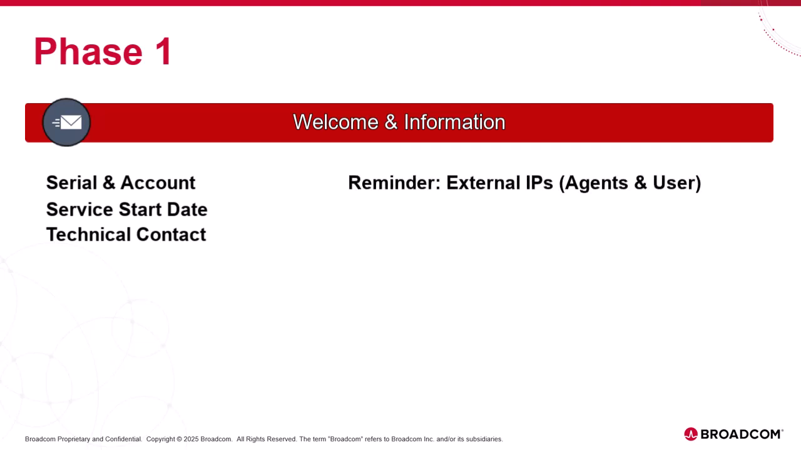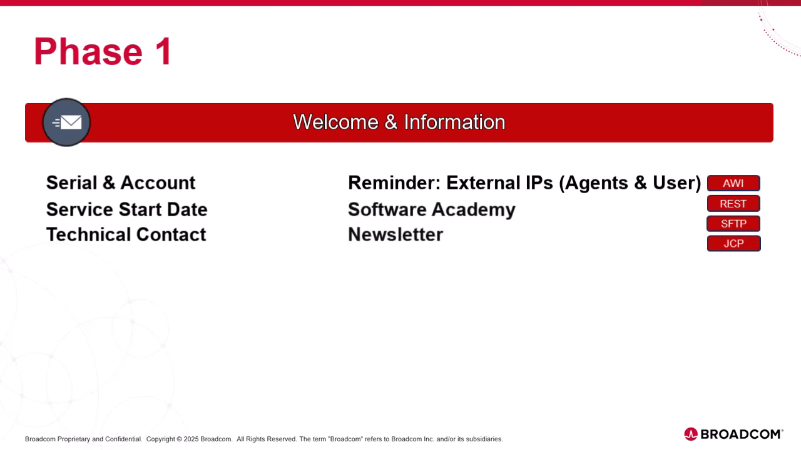It's worth repeating, any system connecting to the SaaS instance, including end-user systems connecting to AWI, the REST API, and SFTP, as well as agents connecting to the JCP, must be provided. Include addresses as well as the subnet or ASN. The remainder of the email describes the Software Academy and the newsletter.